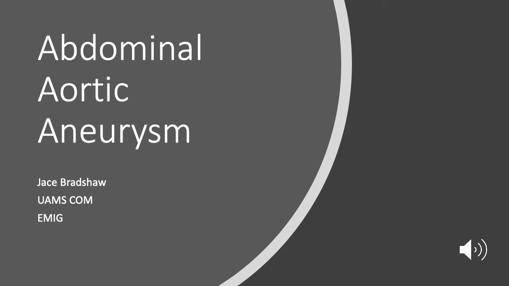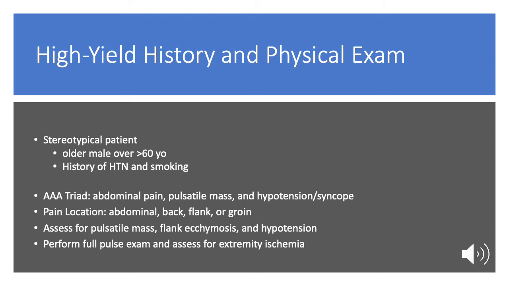Hi everyone, today we're going to talk about abdominal aortic aneurysms, or AAAs. A AAA is a dilation of the abdominal aorta, including all three layers, greater than 3 centimeters. High-yield history and physical exam for a AAA is important.